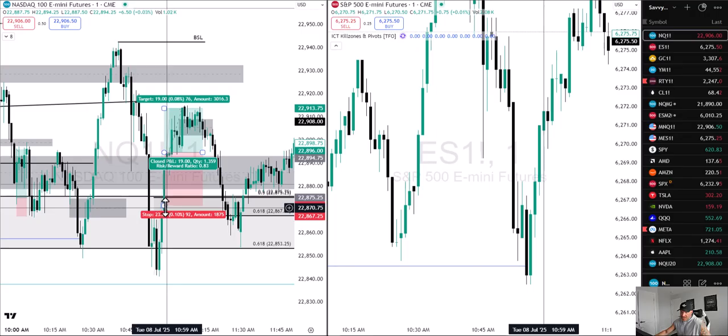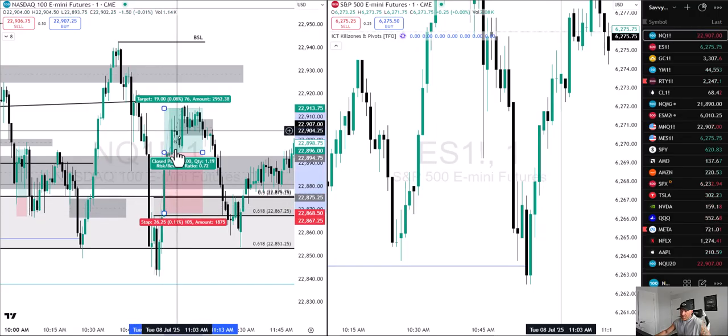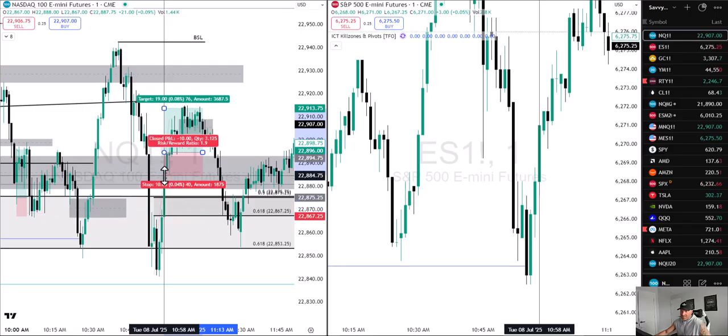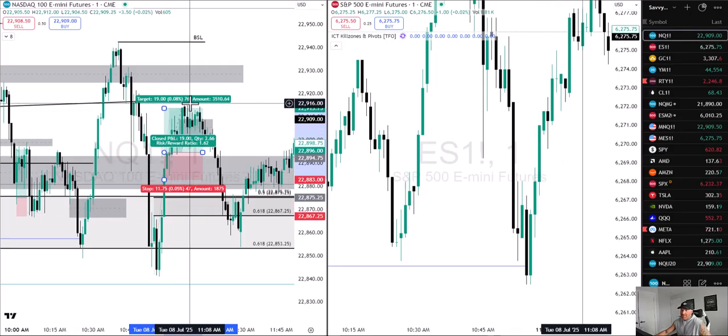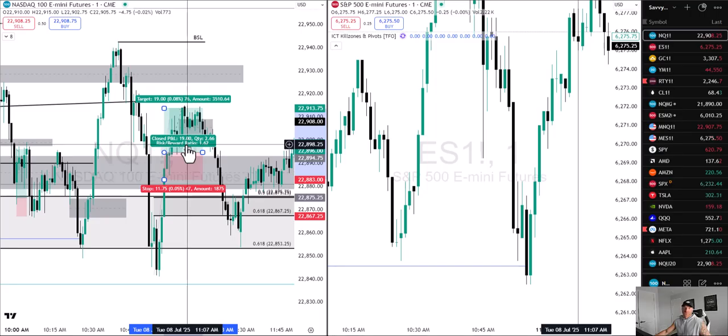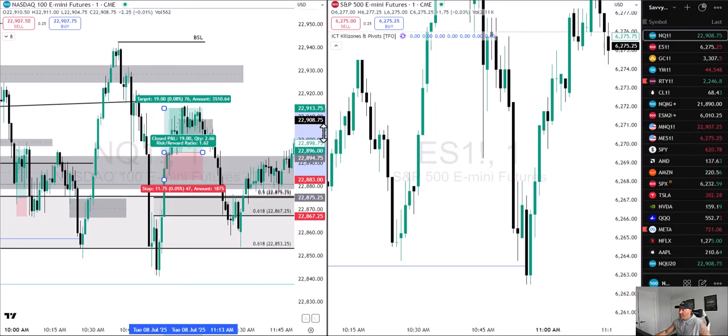Now I did have a wide stop on this. I was sized small because we could come back down to discount or this fair value gap, but I didn't have to account for that. So as soon as I made the move, I set my stop to break even, so it was a stress-free trade. So that was it really today.